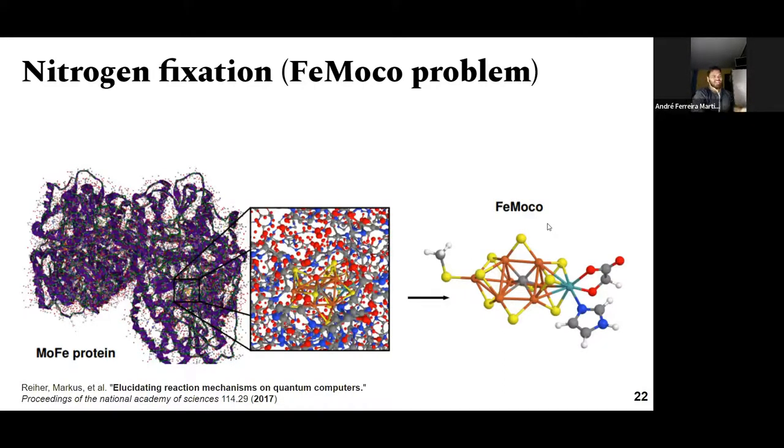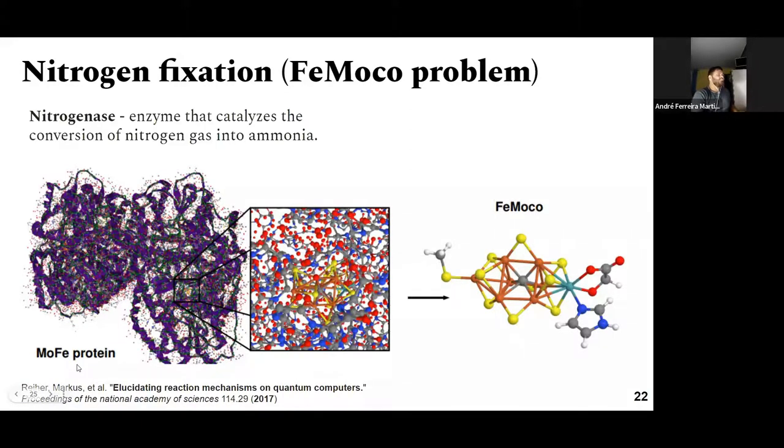FeMoco stands for iron-molybdenum cofactor. It is a cofactor which binds to this protein here, MoFe protein, which is the nitrogenase protein. So the nitrogenase protein does something quite remarkable, which is to get the nitrogen gas, which is in the atmosphere, and convert it into ammonia, right? And plants do this, okay? So plants and some fungi, some algae, they do this. And it's very, very interesting how it is possible for them to do this process in normal conditions of temperature and pressure, because they do this naturally, right?